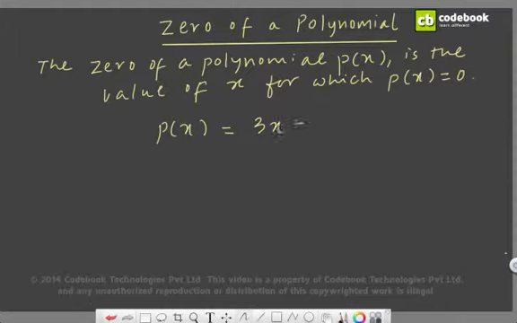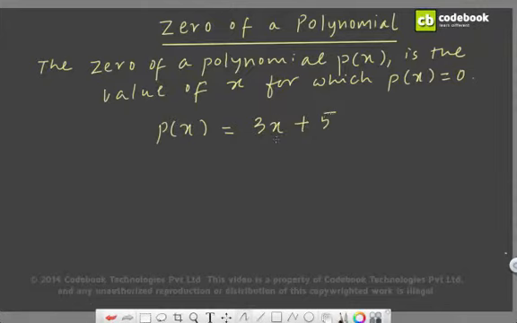Next we will learn about zero of a polynomial. The zero of a polynomial p of x is the value of x for which p of x is 0. For example, consider the polynomial p of x equal to 3x plus 5.